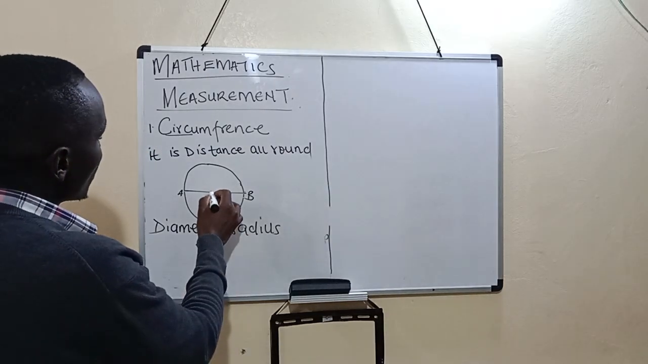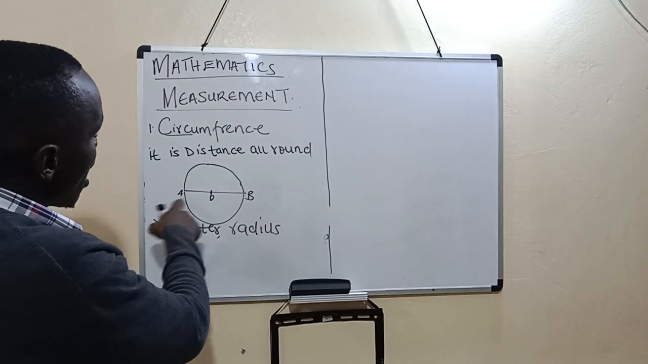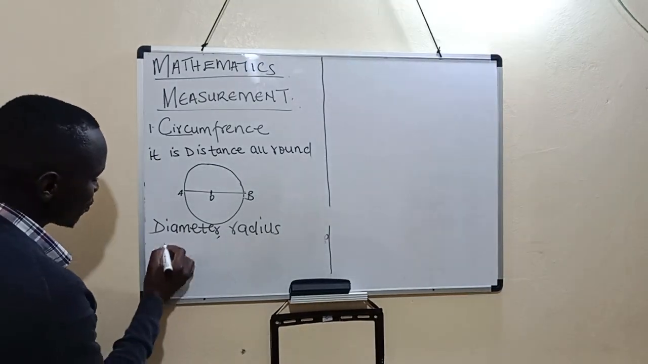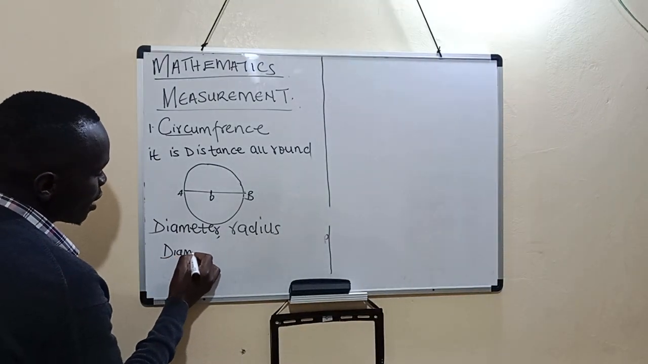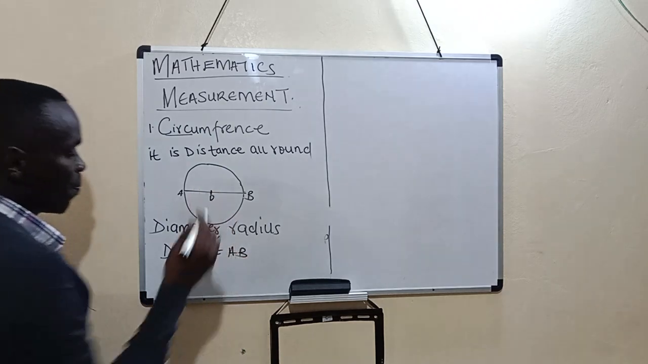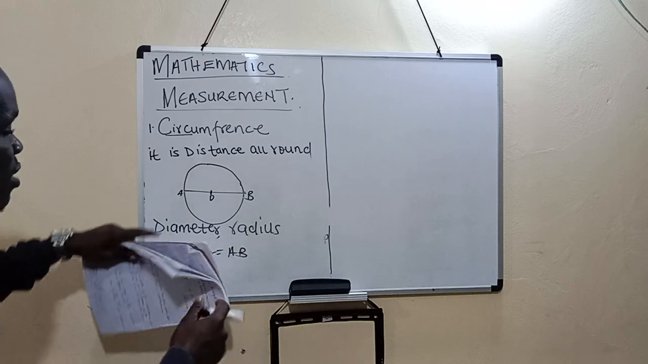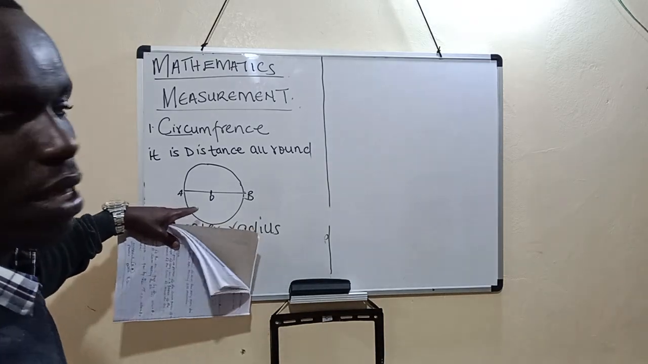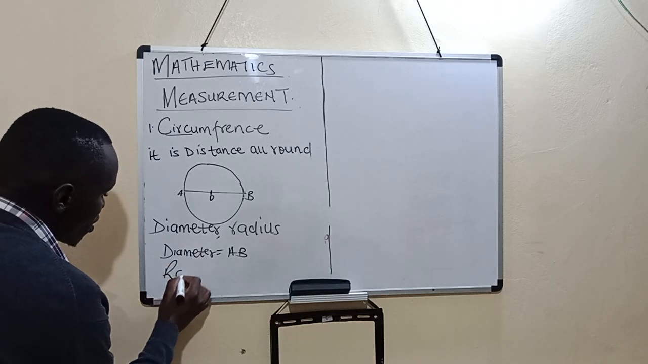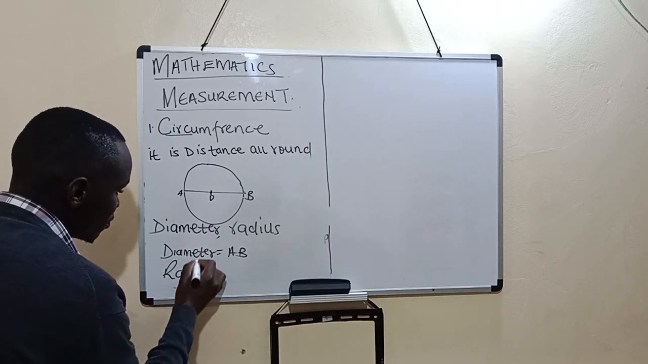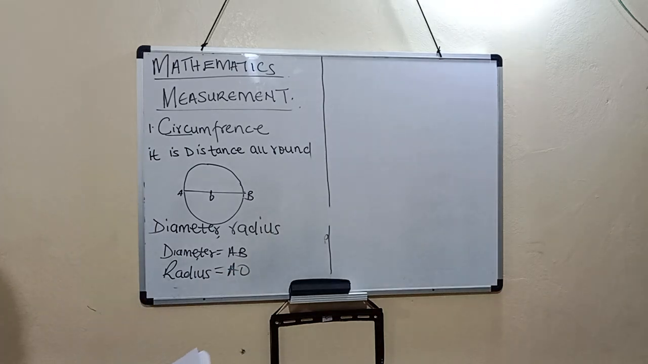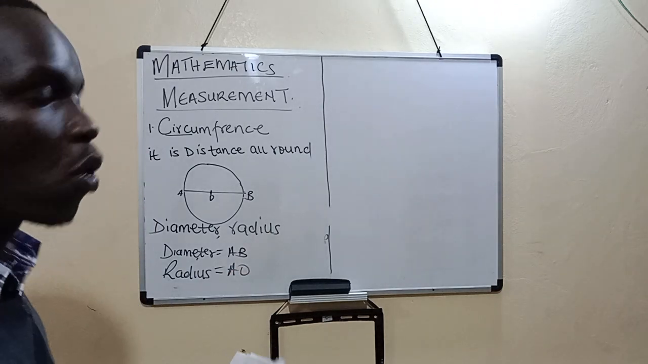Then half of this one is the radius. So the diameter is the distance AB, this distance from A to B. The radius is the distance A to O.